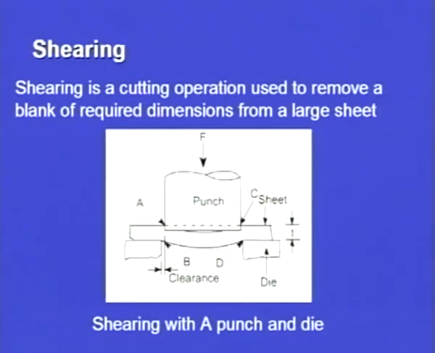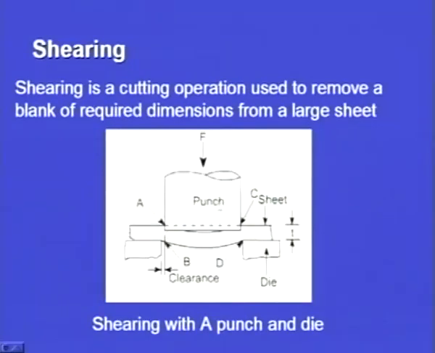Now, this is the basic shearing operation. As on your screen, you can see a diagram. This is the basic sheet metal forming operation. This is a shearing operation that is taking place here. So, how is shearing taking place? There are four sections here: this is A, B, C and D. There are four points that are important here.